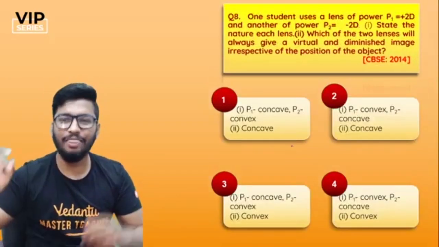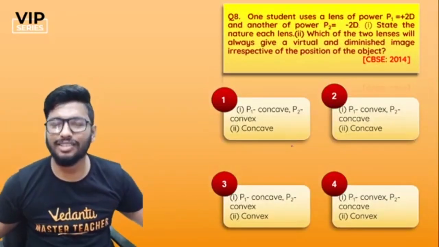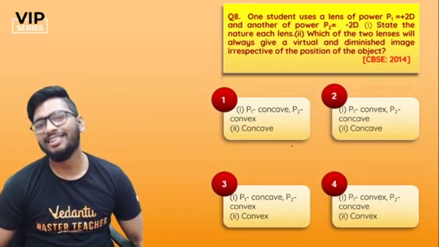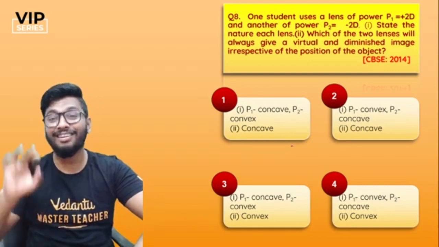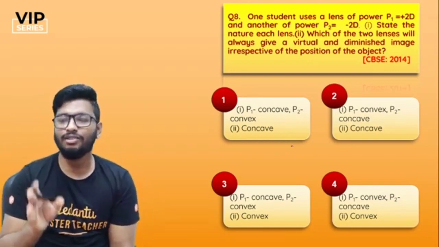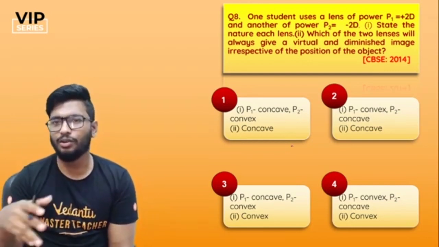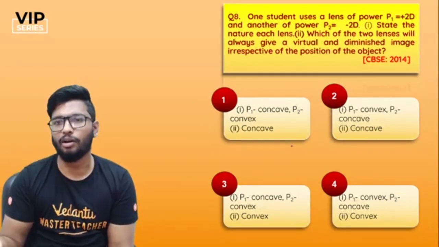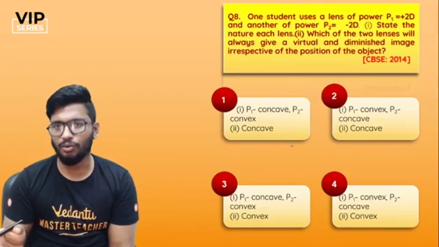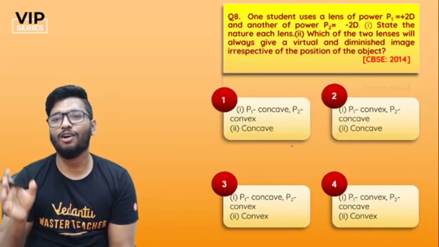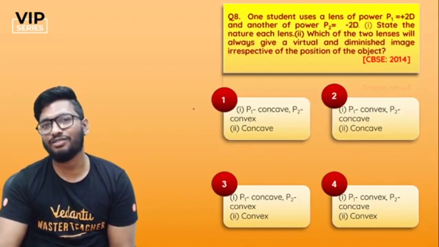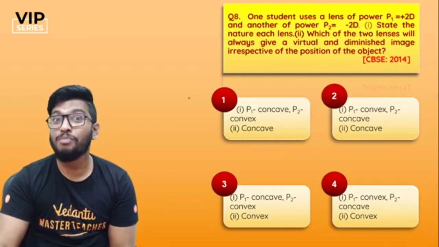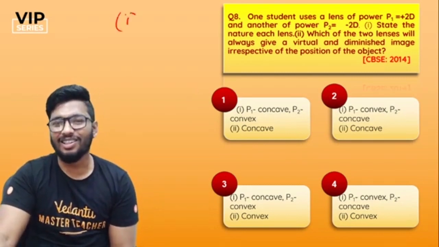Moving on to the last and the final question taken from the CBSE 2014 question paper. Here is the question. Such an easy question, guys. It can't be any easier than this. One student uses a lens of power plus 2 diopter, another uses a power of minus 2 diopter. State the nature of these 2 lenses. Which of the 2 lenses will always give you a virtual diminished image irrespective of the position of the object? 2014 board exam question. Alright, let's solve this, guys.